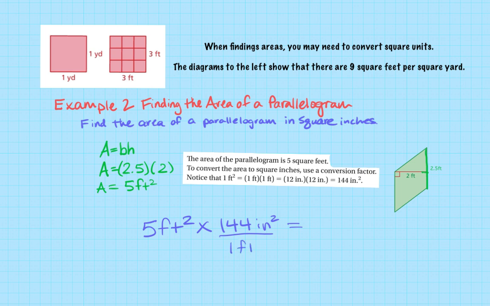If I have 1 foot squared here, and we cross those out because we're cross factoring them, that can get rid of my feet, and now I have 5 times 144 inches squared, which ends up equaling 720 inches squared. And that would be the total area of my parallelogram in inches.